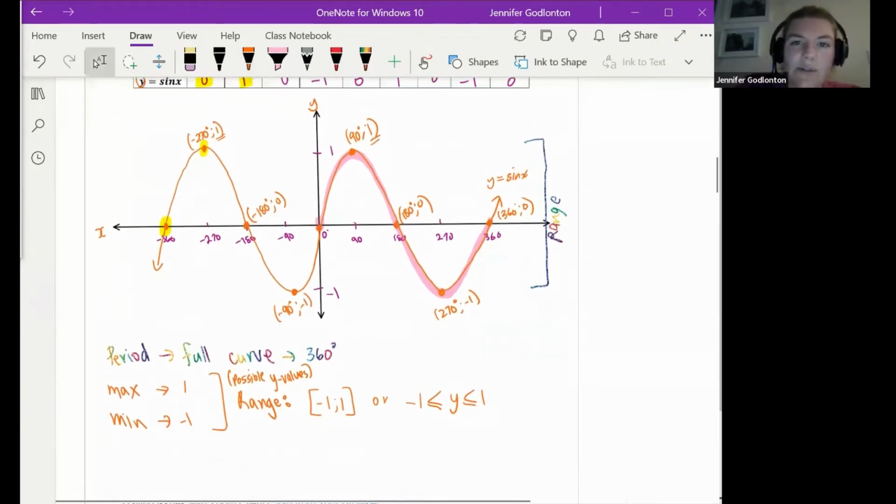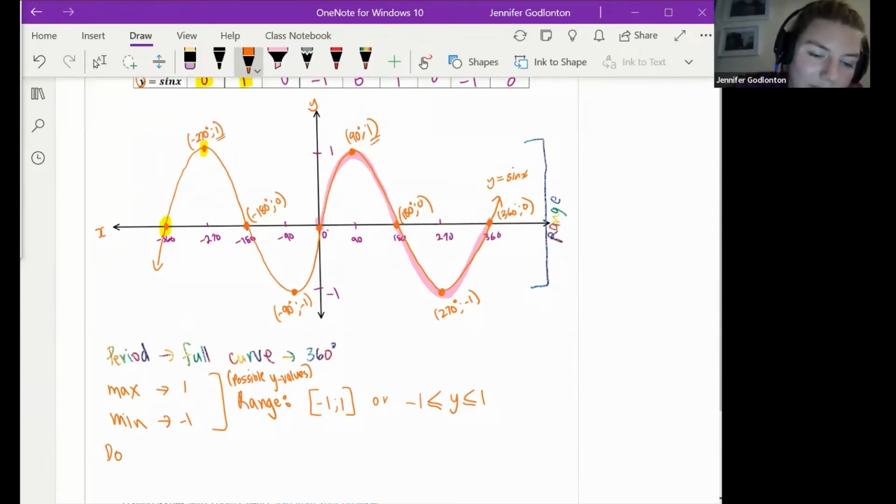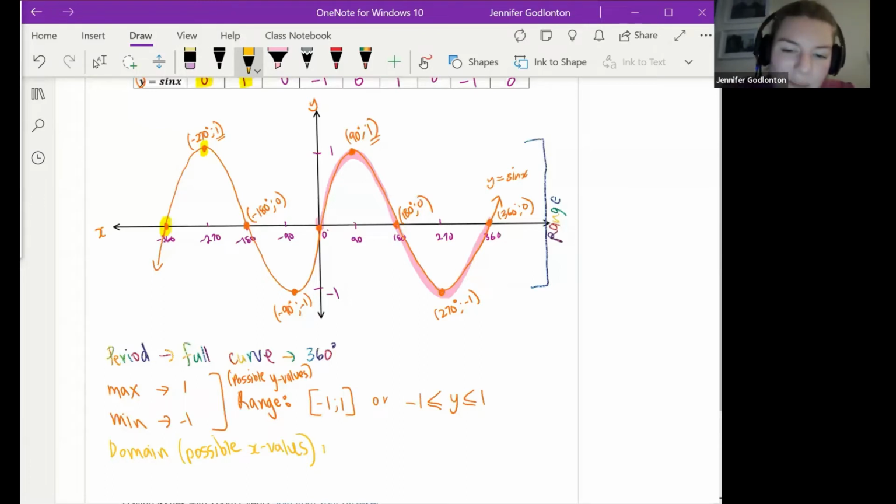If I was wanting to find the domain, let's change color. If I was wanting to find the domain of this graph, that's looking at possible x values. What would the domain of this graph be? Yes, Tiama, exactly. This arrow is telling me that that graph is going to go on forever that way. This arrow is telling me that it's going to go on forever that way. I don't have any asymptotes, so I'm not stressed, which means I can say x is any real number.